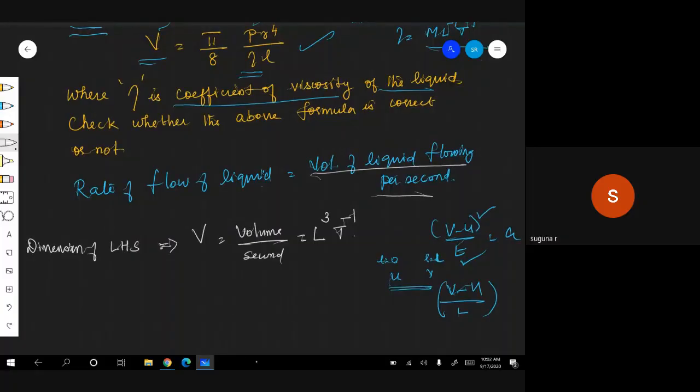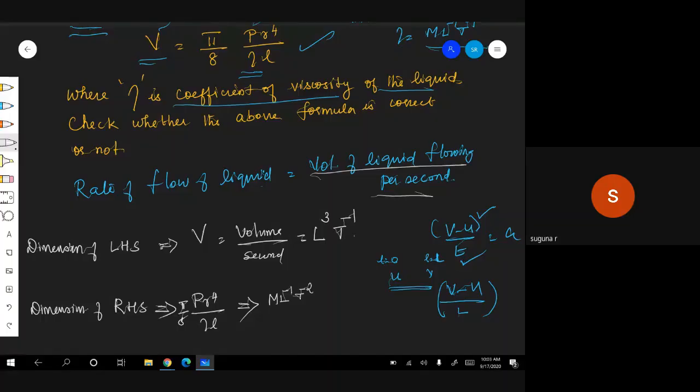Now go for the dimension of RHS. In RHS, leave out pi by 8 because it is a constant. It doesn't have any dimension. Therefore, now you tell me P. What is P? ML power minus 1, T power minus 2. Yesterday we have done this. L power minus 1, T power minus 2.